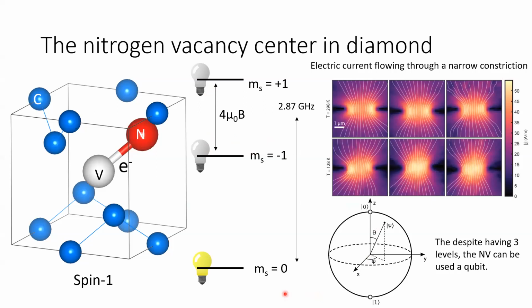But for our purposes today, we're not focusing so much on the sensing, but rather using the NV as a spin qubit. And so despite there being 3 levels, what we're going to do is just take 2 levels. So let's take the ms equals 0 state and the ms equals -1 state as our 2 states on the Bloch sphere.